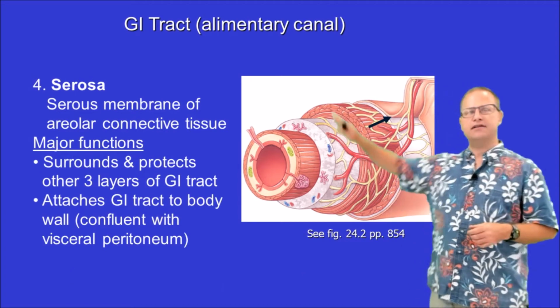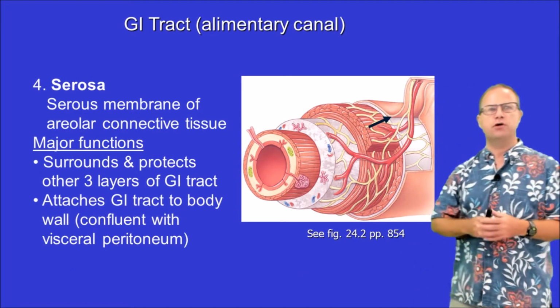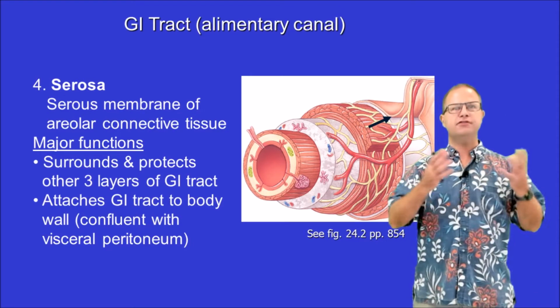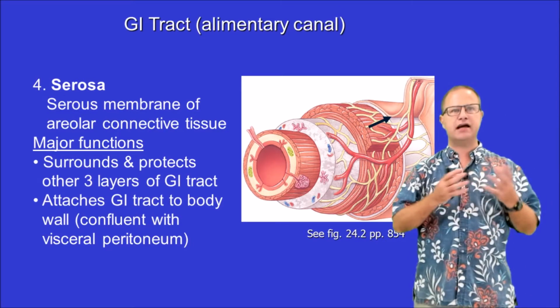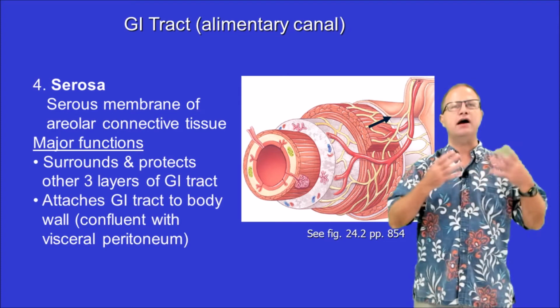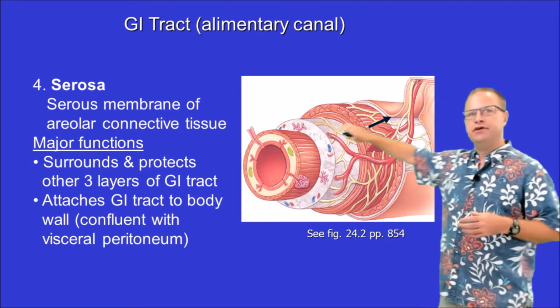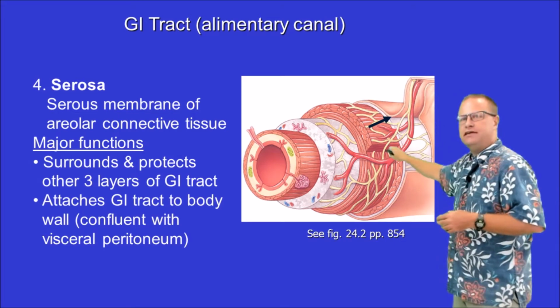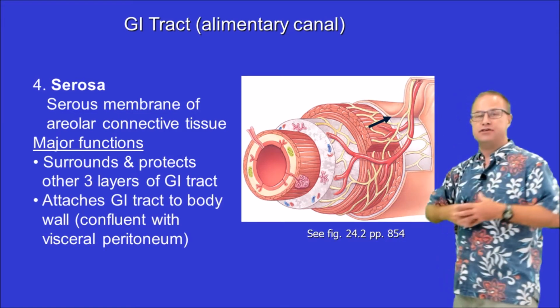Okay, the next layer outside the muscularis layer is called the serosa layer. The serosa layer is composed mainly of connective tissues, and the major function here is to surround and protect the other three layers and also attach them to the body wall. So here you can see it's attaching us to the body wall, and here are blood vessels that are leaving the submucosal layer and attaching to the body wall.